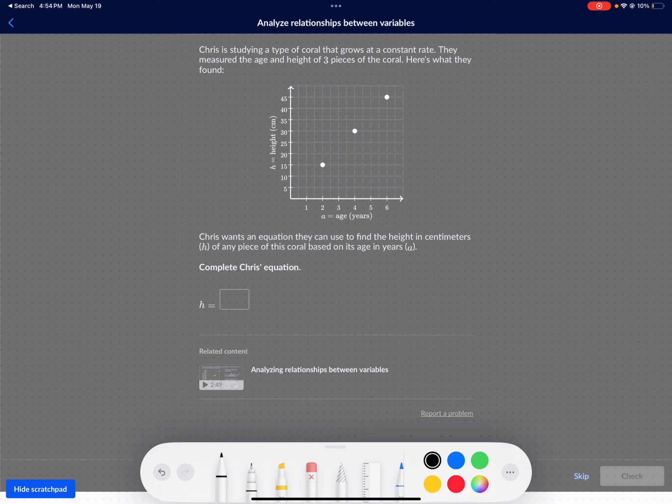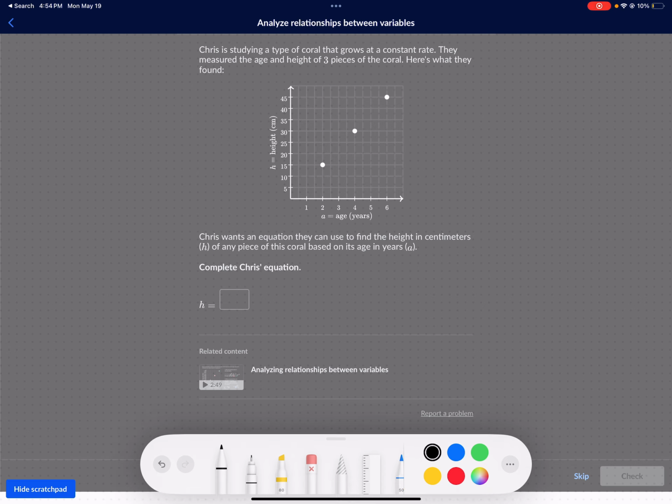Okay, so let's find something we can use. So, we have 15 and 2. Doesn't really help a lot. 30 and 4. 45 and 6. Wait a second. We're increasing by 15, and we're moving forward by 2. Aha! We're using slope here. Let's do the rise 15 over the run 2 from here.